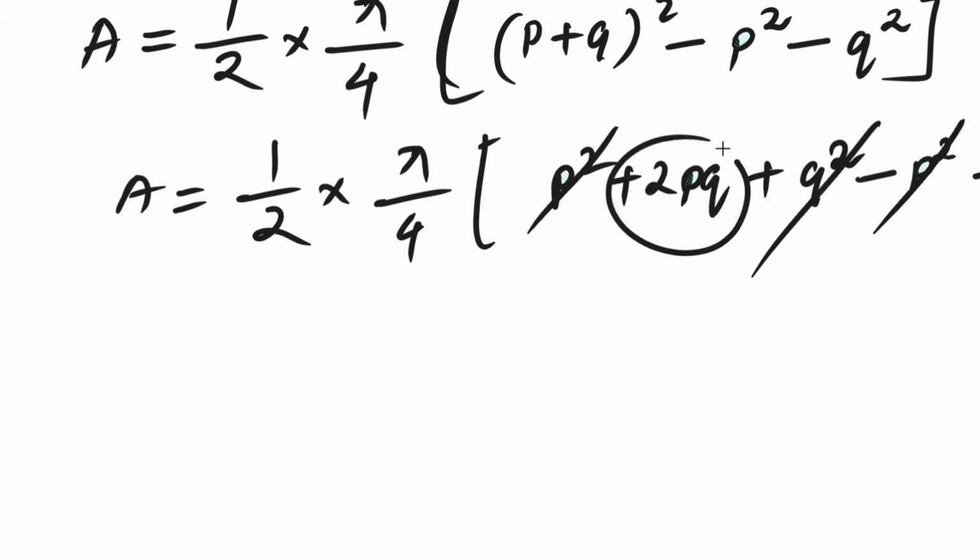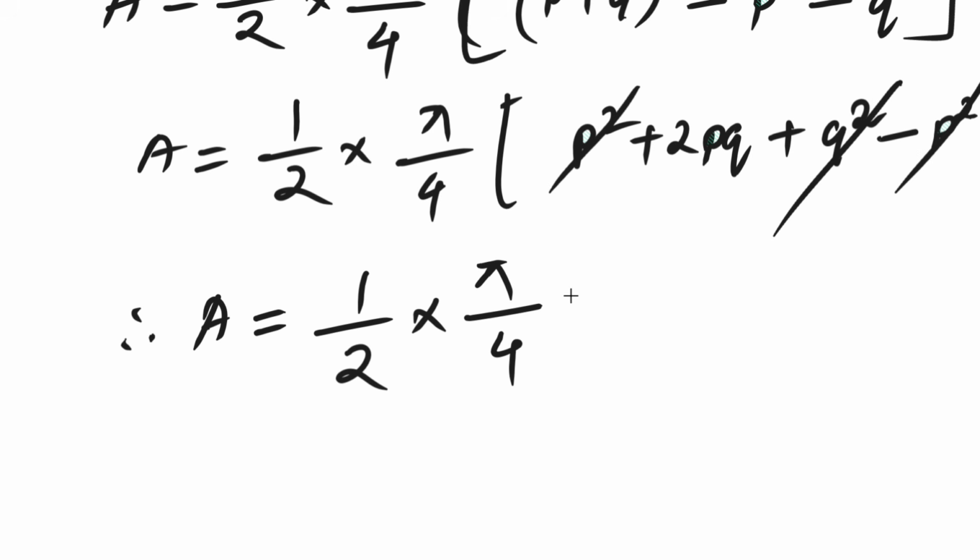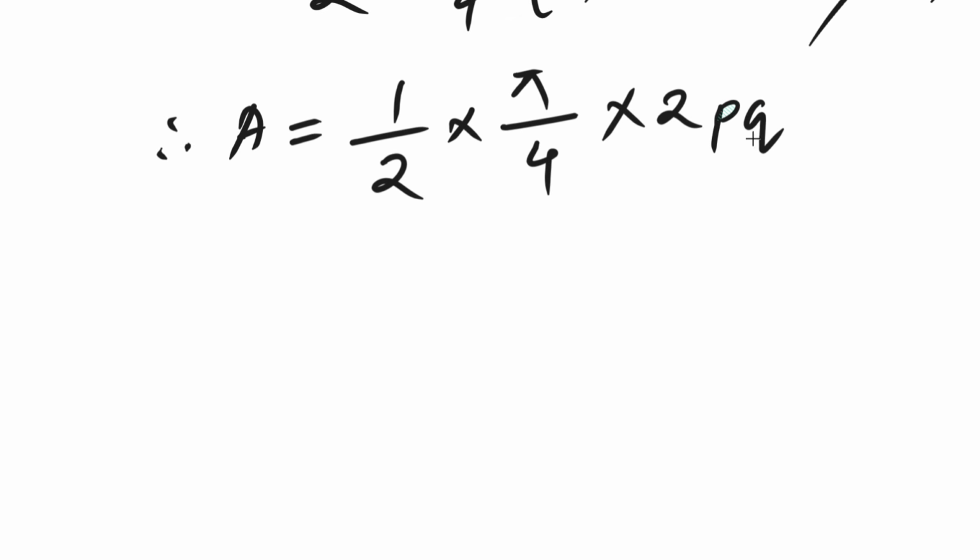That leaves only 2PQ. Therefore, the shaded area becomes 1/2 multiplied by pi divided by 4 multiplied by 2PQ. Now, pay attention to the simplification.